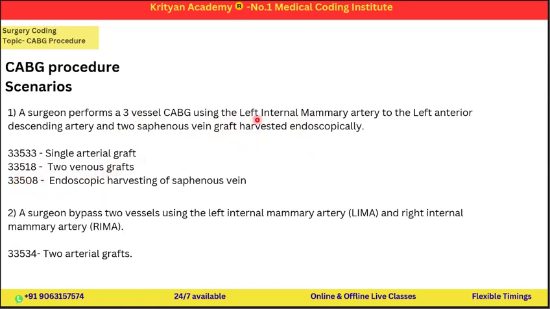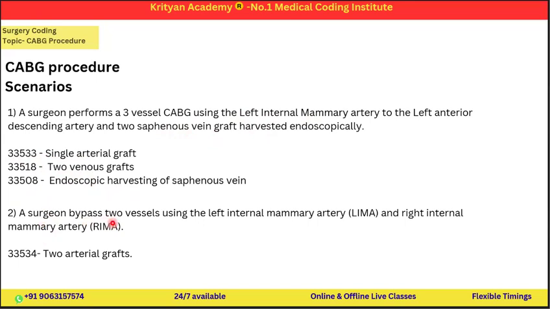See, I'm checking here whether it is arterial or venous or arterial and venous. This is arterial and venous, which is a combination. Artery they did and venous also they did. So first the artery, you code it. How many arteries? Single artery, right? 33533. And two venous grafts, 33518. And endoscopic harvesting, we have the add-on code 33508 only.